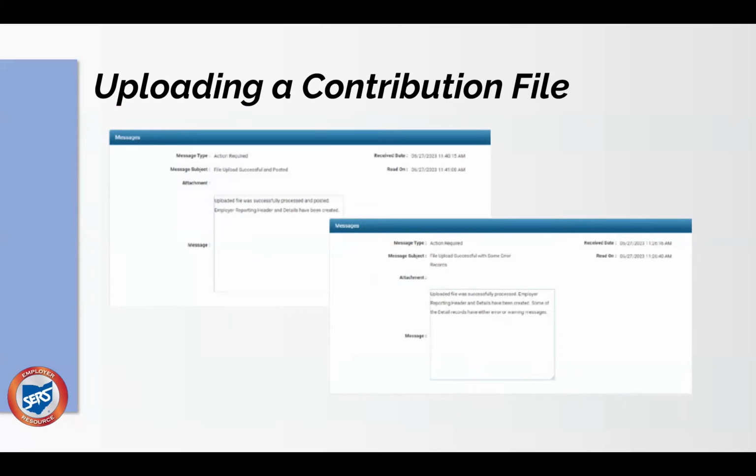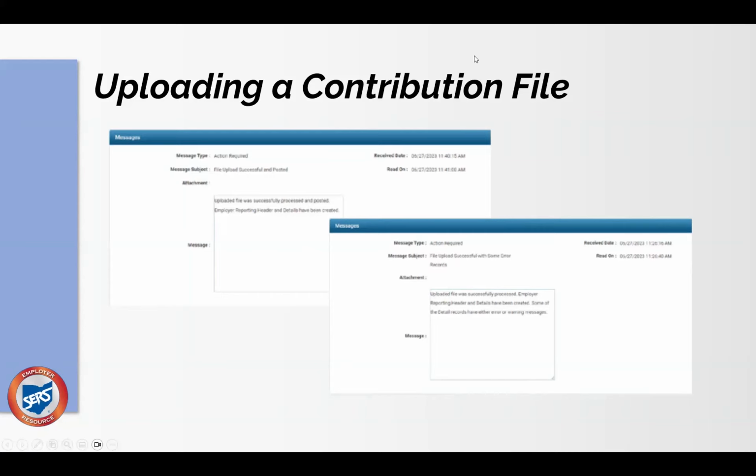When a file is uploaded and processed, one of two messages will be sent to your eSERS message board inbox. One message will advise you that your uploaded file was processed and posted. In this case, you can go to the payment remittance application and pay your unpaid liabilities. The second message will advise you that your uploaded file was processed successfully, but there are detail records that either have an error or warning. If you receive this message, you will need to address the errors and warnings before the file can be posted.